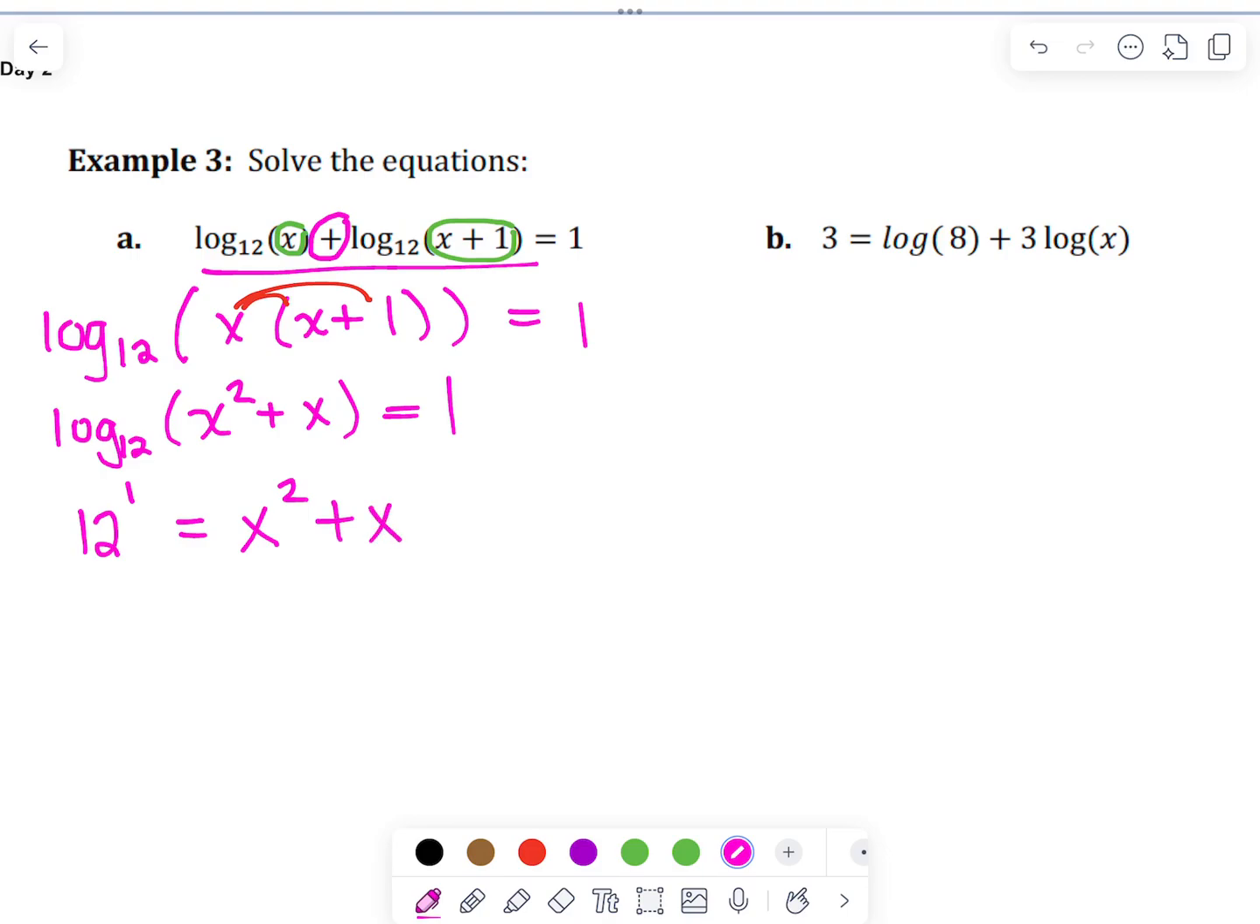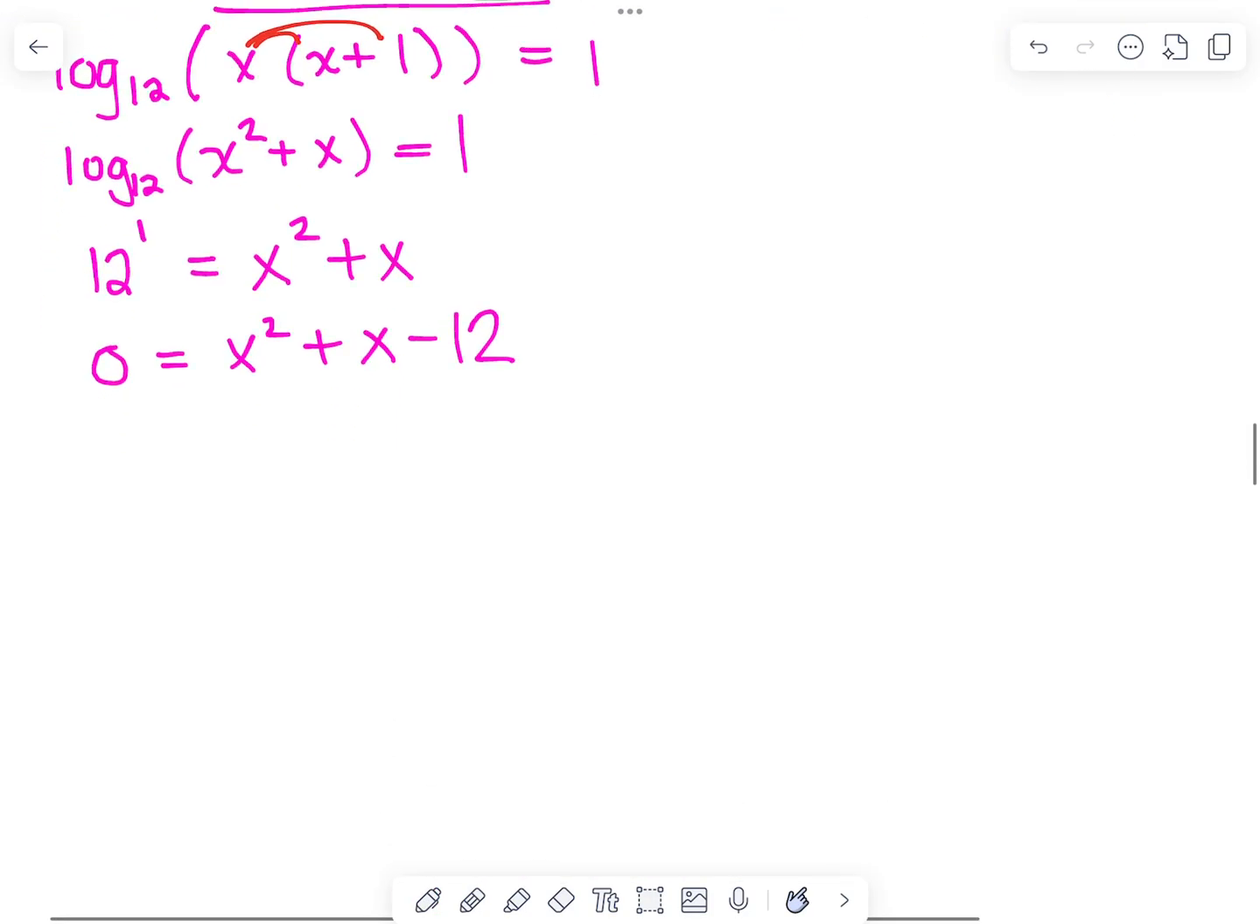Now what's different about this problem is a quadratic equation has popped up. We solve quadratic equations by factoring, quadratic formula, or completing the square. So I'm going to move that 12 to the right side. I'm going to subtract 12 from both sides. Now it's in standard form. And we're going to try and factor this.